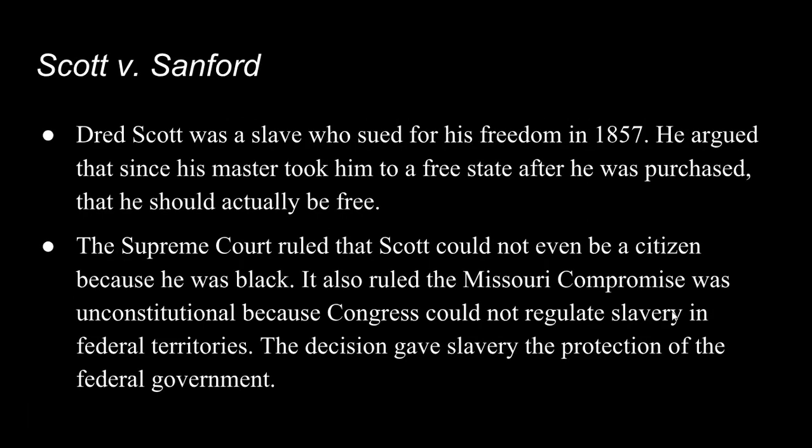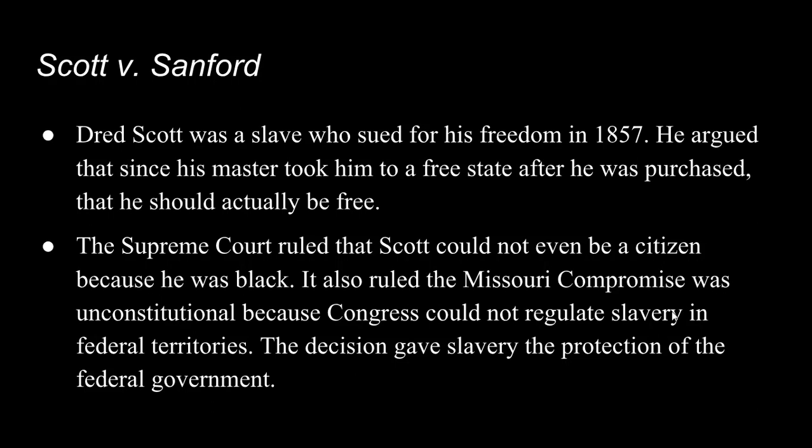All right, next up we're going to talk about a Supreme Court case. Dred Scott was a slave, and in 1857 he sued for his freedom. His argument was that his master had moved to a free state and taken Dred Scott with him, and so he should be free, right? So he was purchased in a slave state, but when they moved to a free state, Dred Scott said, well, this is a free state. You can't have slaves here, and so he sued for his freedom.